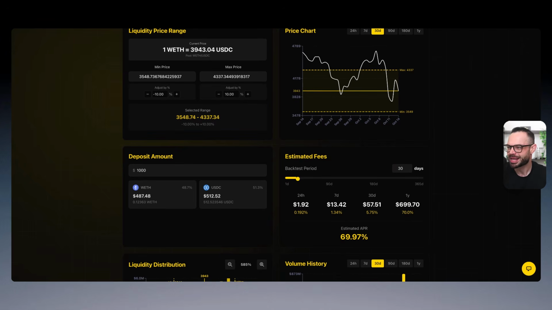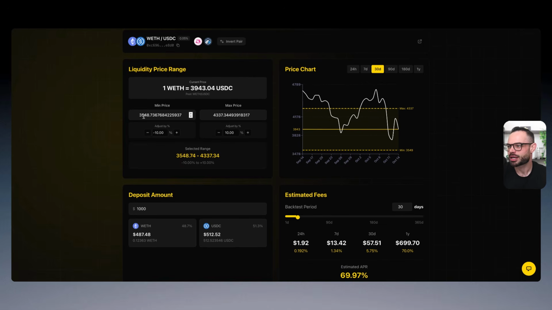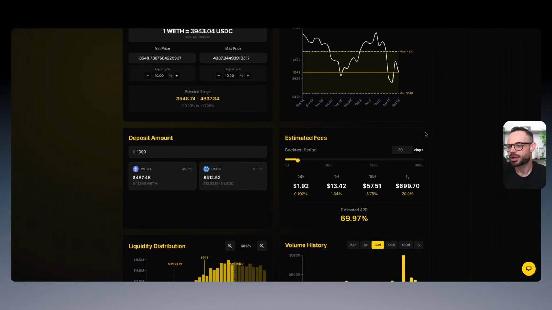What this is basically telling us is, if we were to have provided liquidity at this concentrated range from 35.48 to 43.37, based on the past 30 days of price action and volume history, we would have earned about 70% APR on a yearly basis.